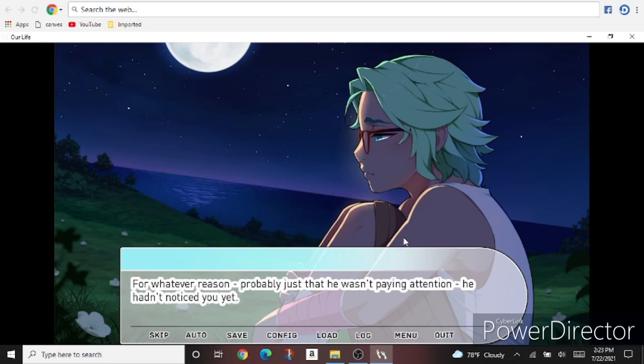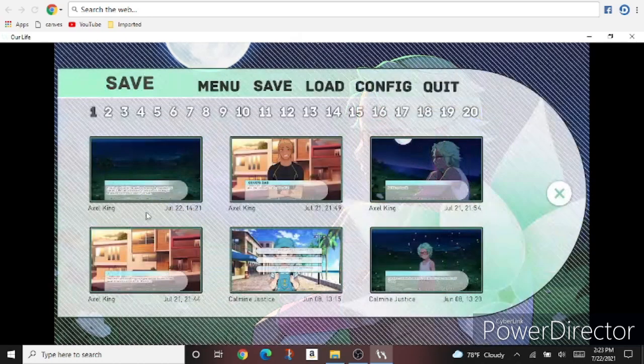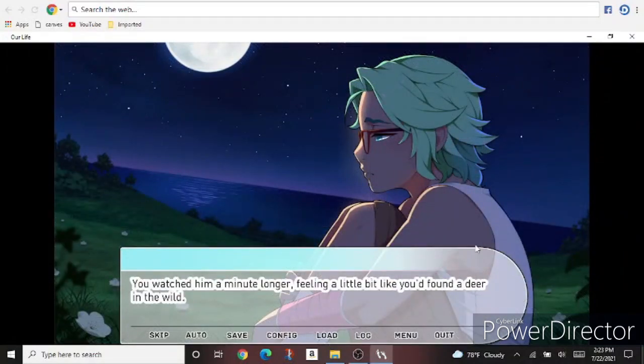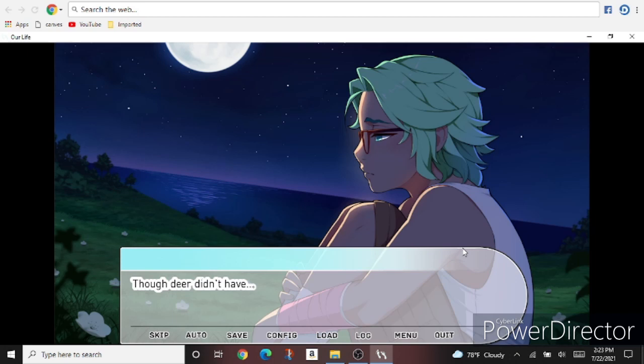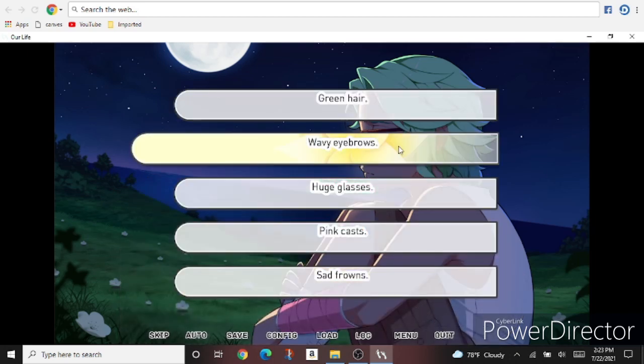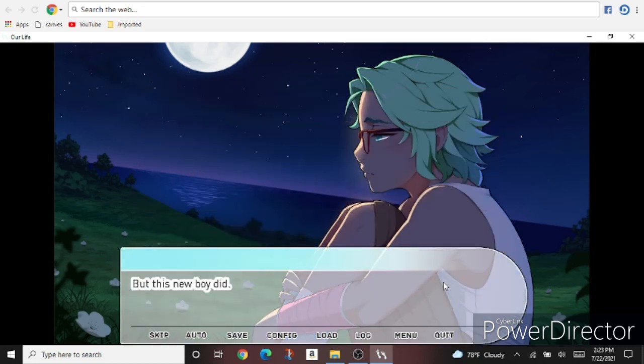For whatever reason, probably just that he wasn't paying attention, he hadn't noticed it yet. Watched him a minute longer, feeling a little bit like he found a deer in the water. Though deer didn't have sad frowns, cast, glasses, wavy eyebrows. But this new boy did.